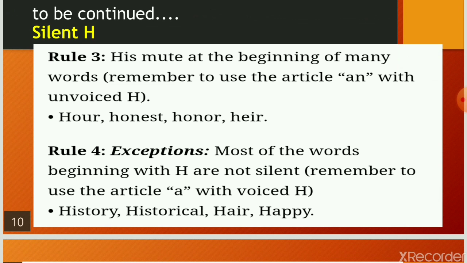What do you mean by heir? Heir means something like ownership. This property belongs to that person, that is called an heir, not here.